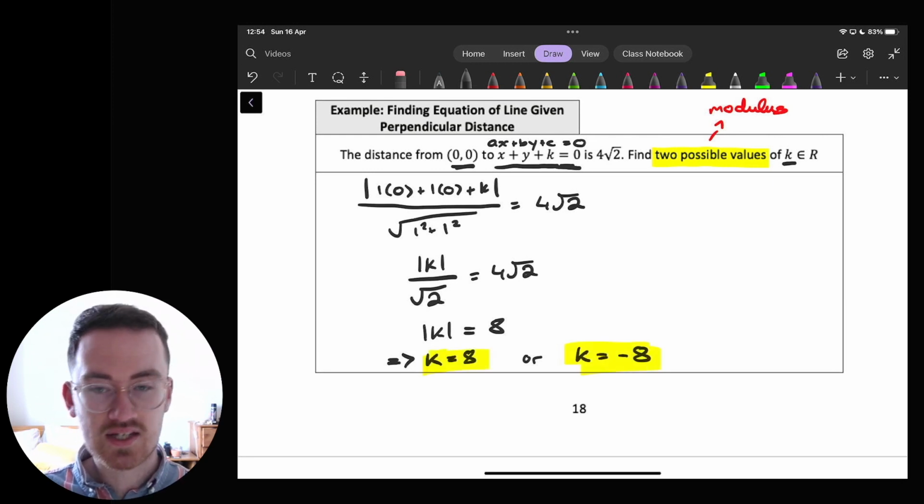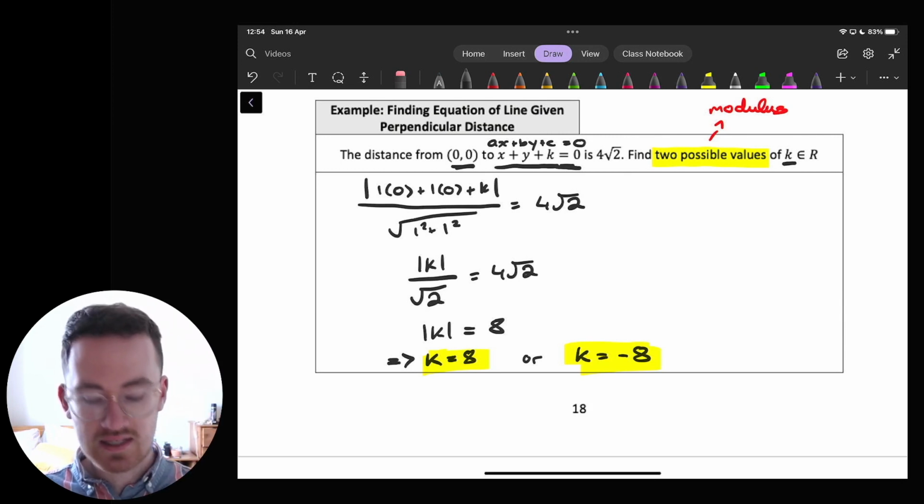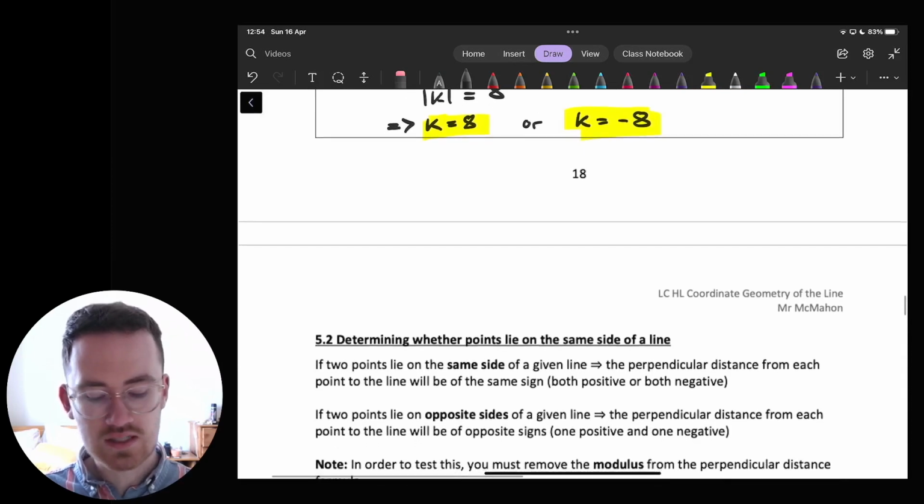So if we'd been asked to give the equation of the line, we would need to write that out, then at the end of our x plus y plus 8 and x plus y minus 8. Just making sure we're always answering the question, I suppose.